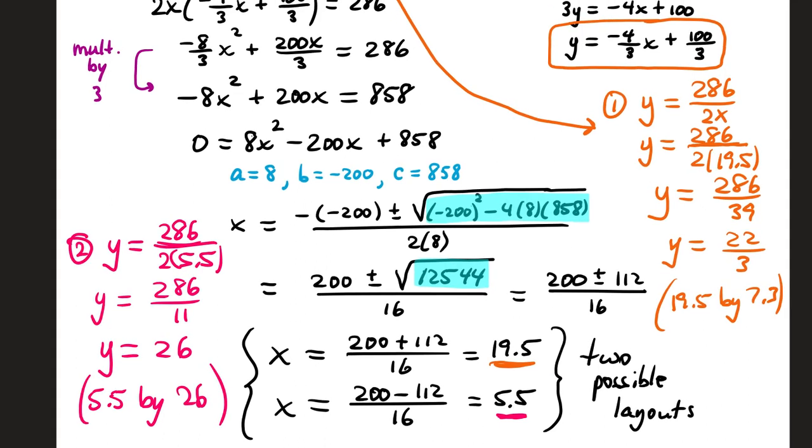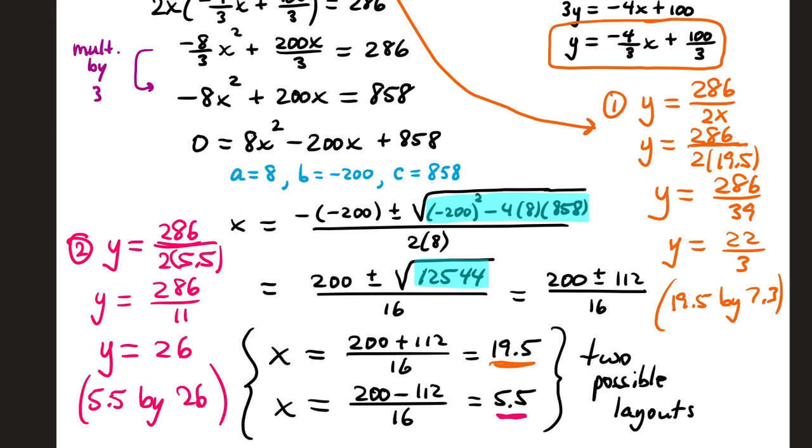A is 8, B is negative 200, C is 858. That tells us that x is going to be negative negative 200, which is positive 200, plus or minus the square root of negative 200 squared minus 4 times 8 times 858, that's b squared minus 4ac, all over 2a, that's 2 times 8, which is 16. The highlighted portion, the discriminant, has a total of 12,544, which square roots exactly to 112.